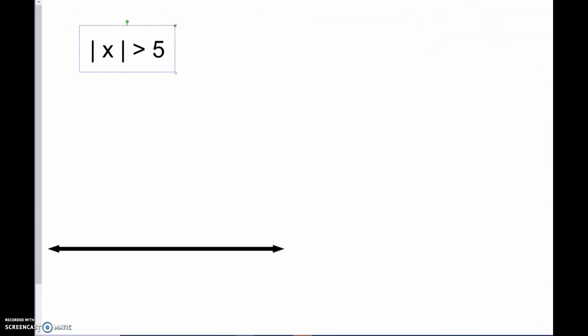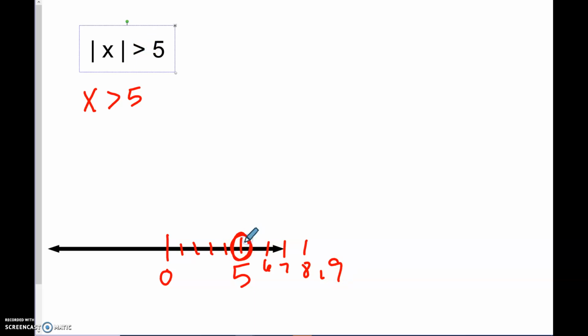All right, so here we go. Absolute value of x. Ooh, we flipped the sign, and now it's bigger than 5. So we have x is greater than 5. So on our number line, 1, 2, 3, 4, 5, any number bigger than 5. So doesn't 6 work, 7 work, 8 work, 9 work? Again, it's an open circle, and we shade to the right.